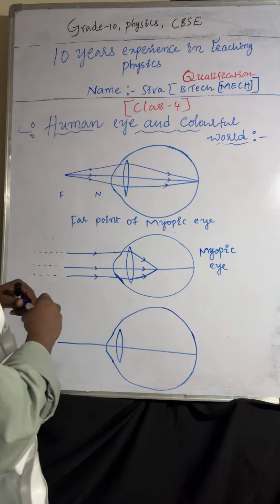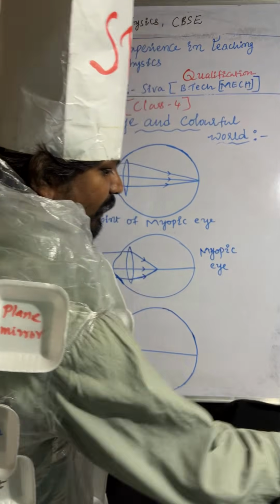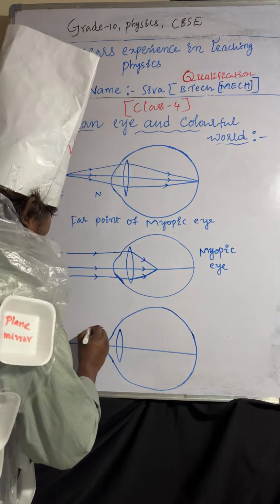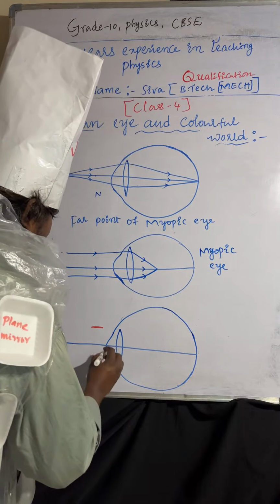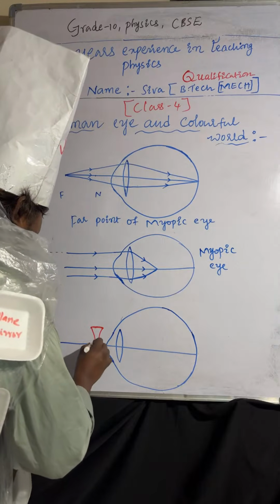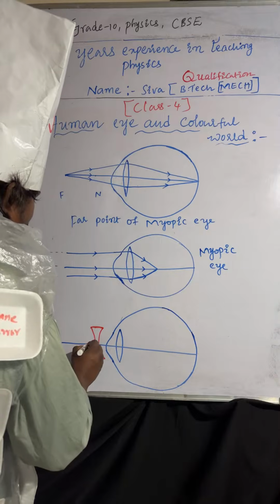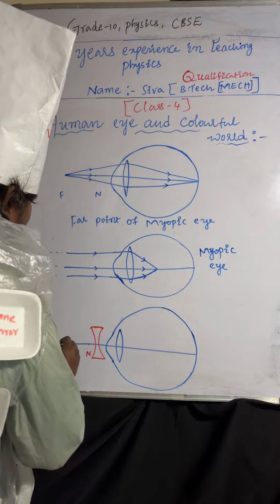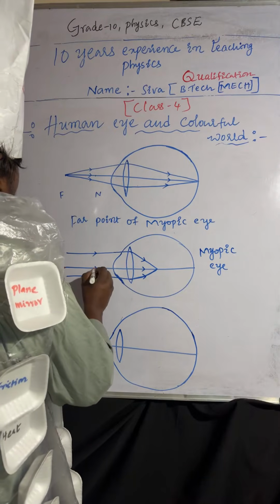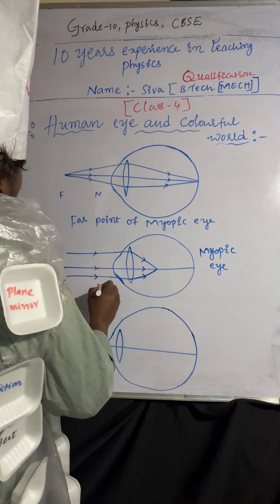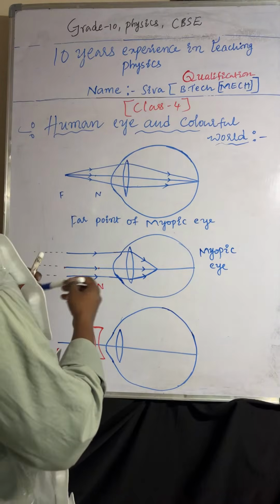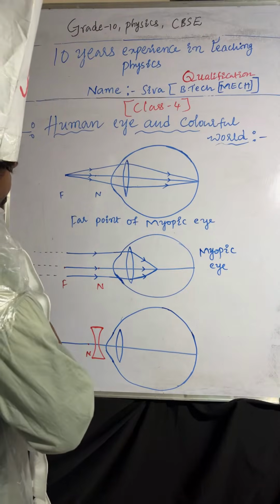So which lens are we using? Concave lens. We are using a concave lens to correct the defect. This is a concave lens. Here this is N and this is F, and here also F and this one is N. Light rays are coming from infinity.